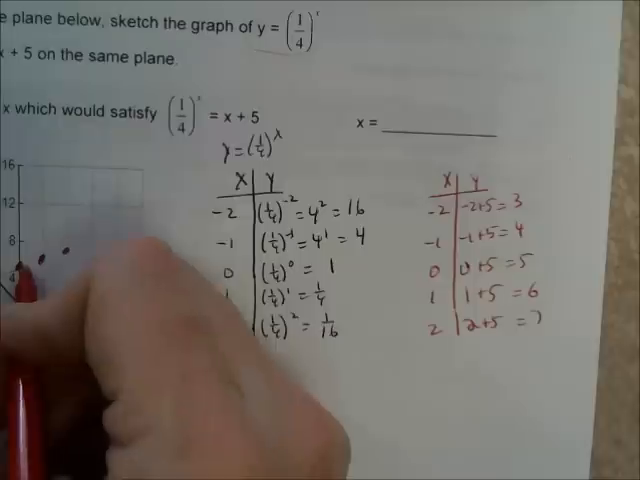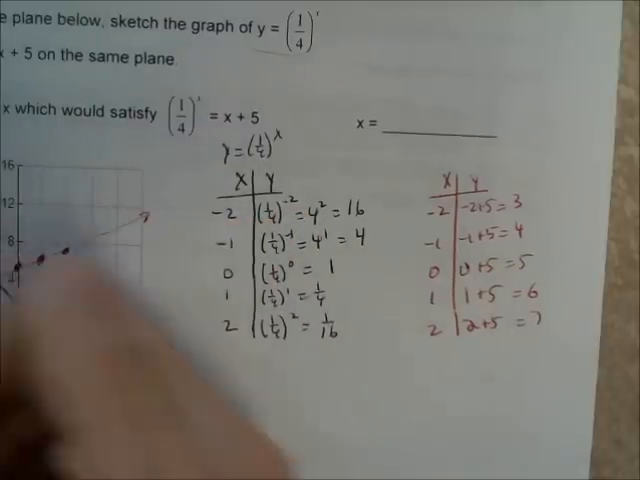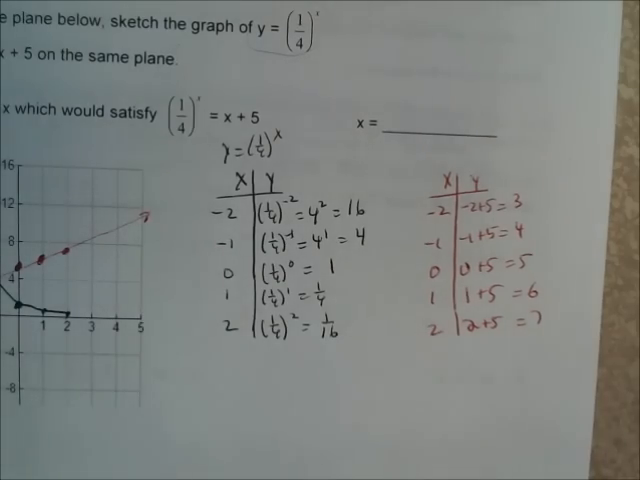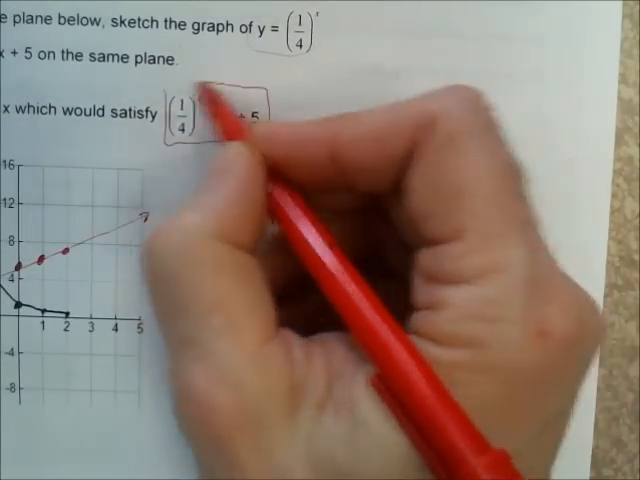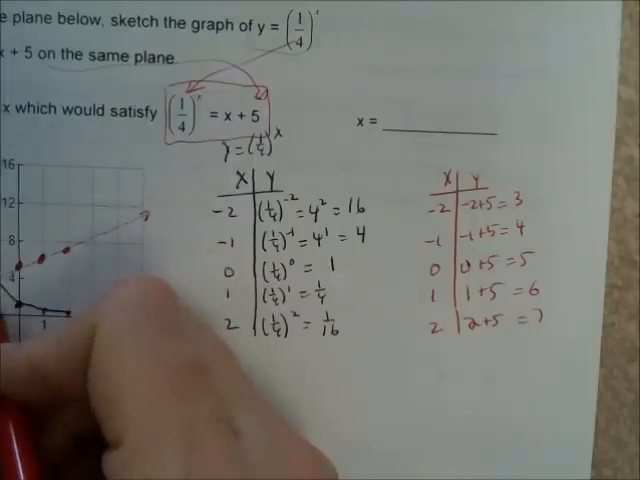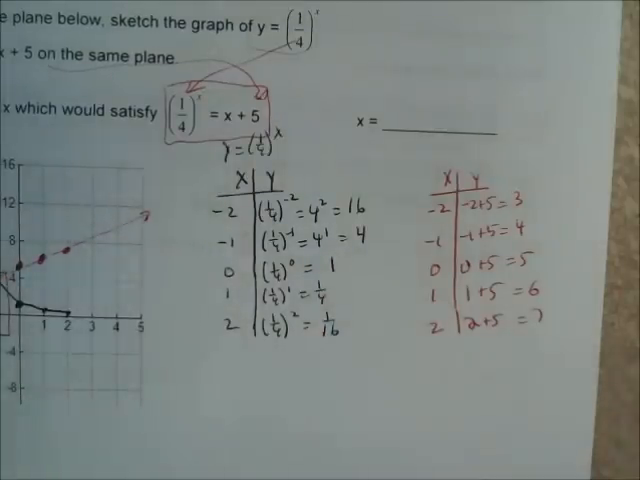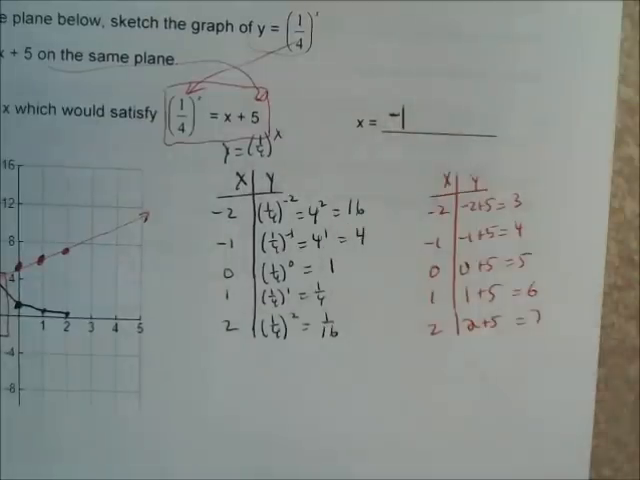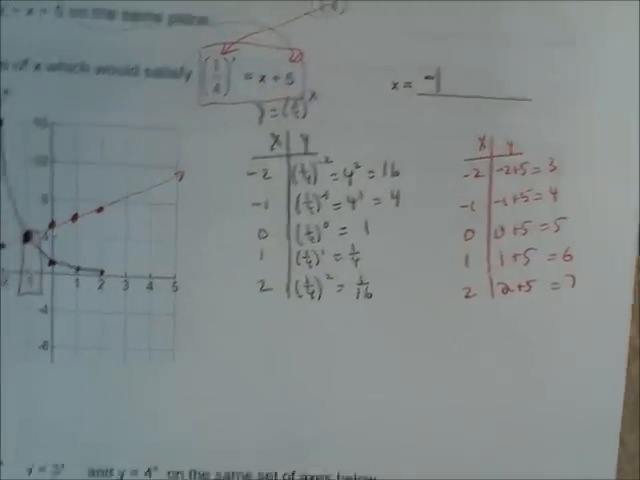So this is a graph that will just be a straight line going through here. And what is the value of x which satisfies that equation, when this equation is equal to this equation? This x value is x equals -1.